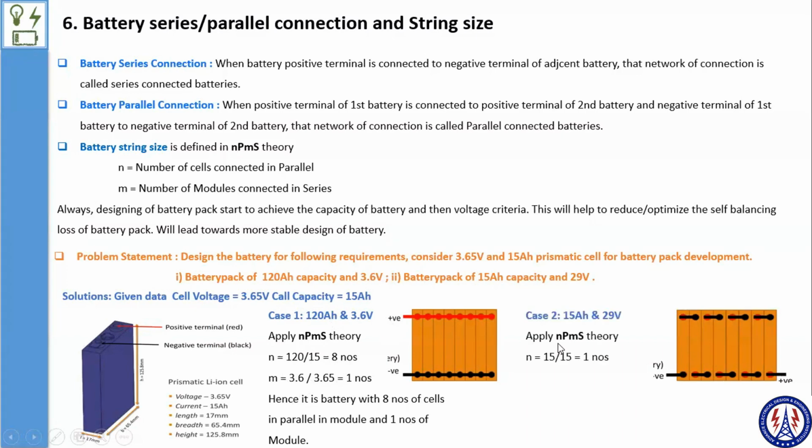Second, for the second battery, again following the same NPMS theory, defining the Ah first, 15 divided by 15, 1. So one cell itself in each module. M is equal to 29 volt as the voltage divided by 3.65 is about 8, right? So we can say, hence, it is a battery with one cell in parallel in the module, and there are 8 modules in series.